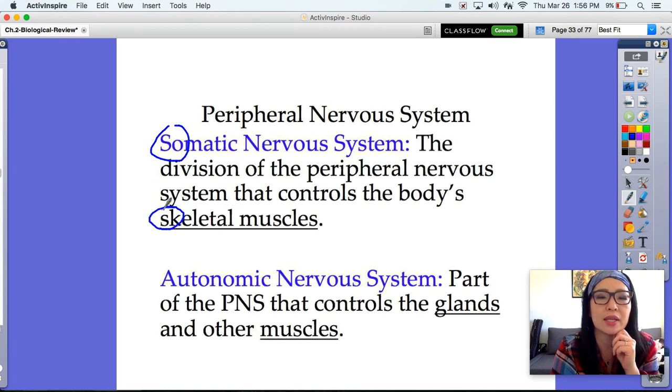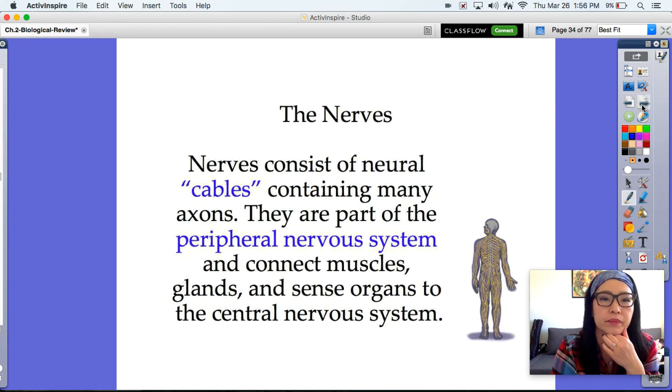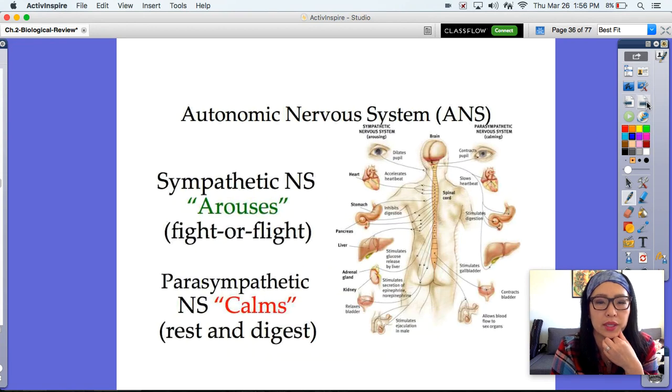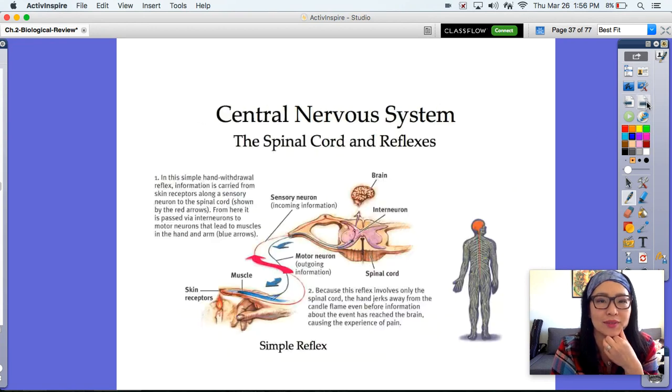So raising your hand, taking notes. Autonomic is going to be more automatic, so things that we cannot control, like heart rate, digestion. Okay. Then again, review: sympathetic is going to be arousal, whereas parasympathetic is going to be the calming. Again, fight or flight, calming.